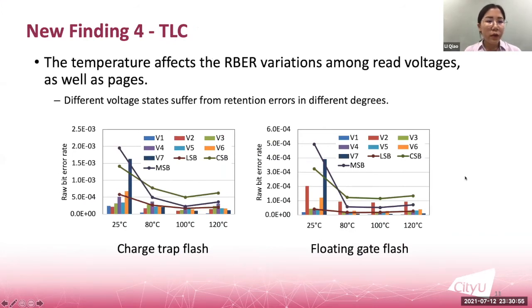So our fourth finding is that the temperature affects the raw bit error rate variations among read voltages as well as flash pages. As shown in this figure, at 25 degrees, the difference between low voltage states and high voltage states is very large, while at high temperatures, 80 degrees and 100 degrees, the difference is much smaller. And the variations among read voltages also affect the variations among pages, the lines in the figure, as reading each page requires one or several specific read voltages.